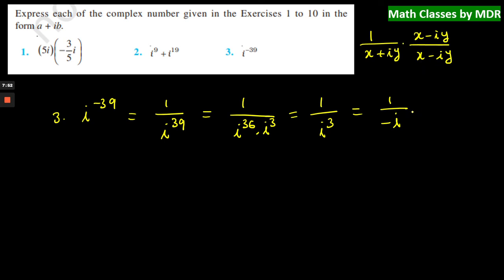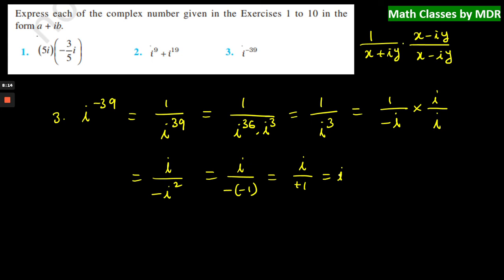That means 1 by minus i can be multiplied by, so minus i into minus i, or i into i. So what do we get? We will have i by minus i square. What is i square? i square is minus 1. So this is equal to i by plus 1, which is equal to i. So on simplifying, i to the power minus 39, we get i.